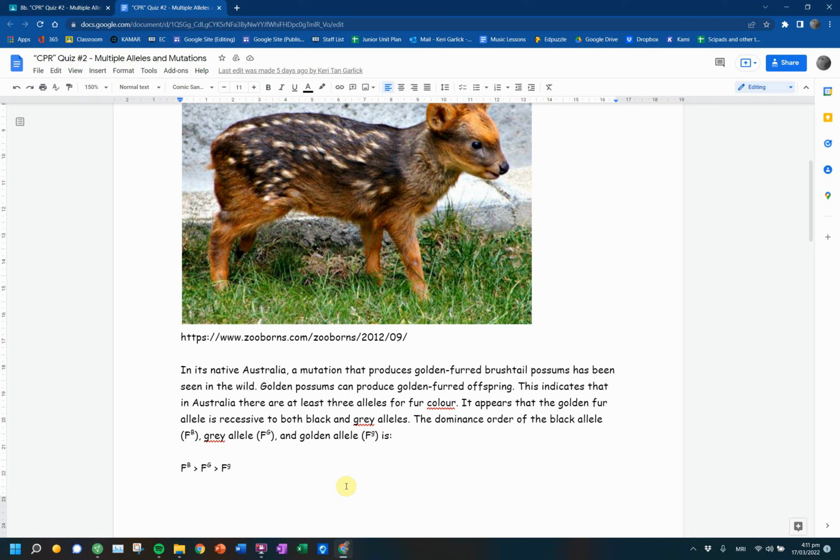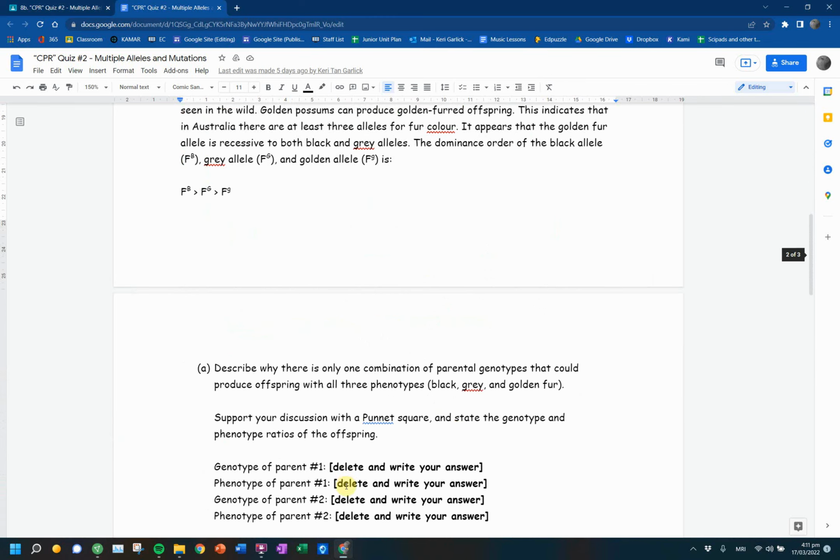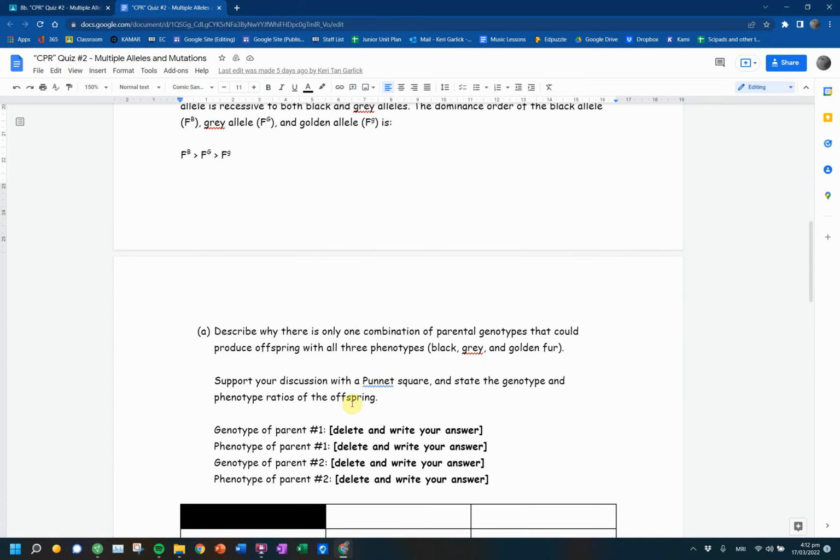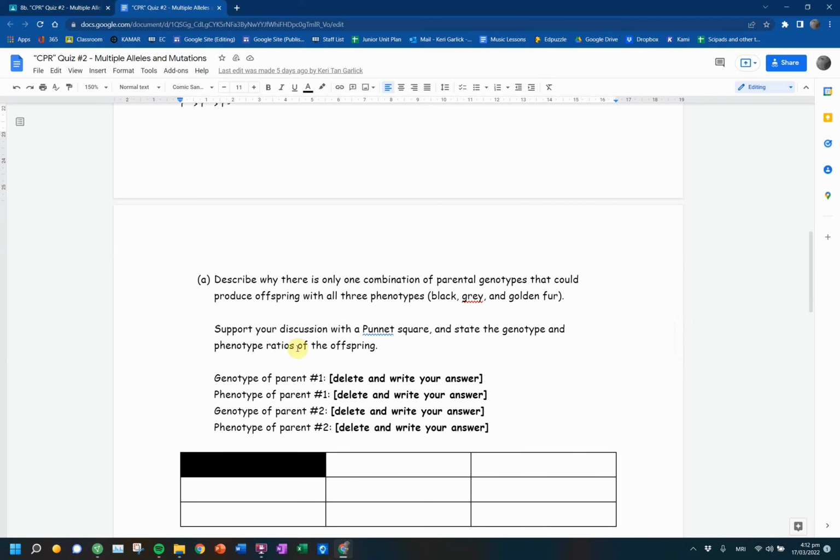So this question isn't an incomplete dominance or codominance question. It is just complete dominance. So one is dominant over the other, and if the other one is not there, then the next one gets expressed. I hope that makes sense to you. All right, they want you to describe why there's only one combination of parental genotypes that could produce all 3 phenotypes. So how do we get something that's black, gray, and golden fur? And then they want you to support your answer with a Punnett square.